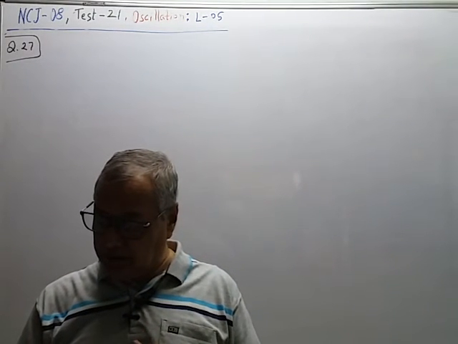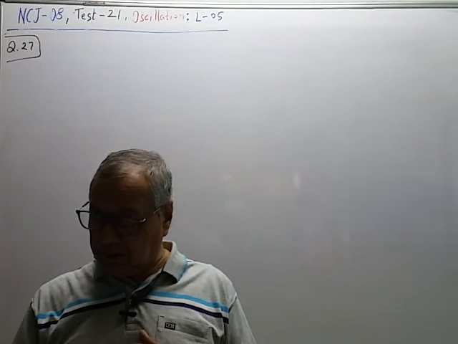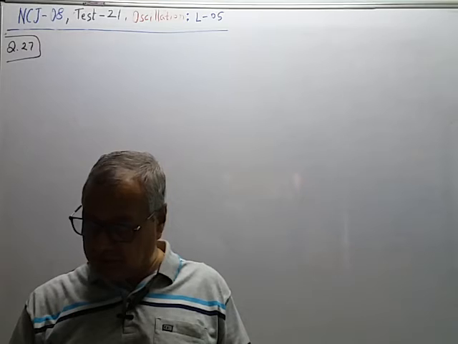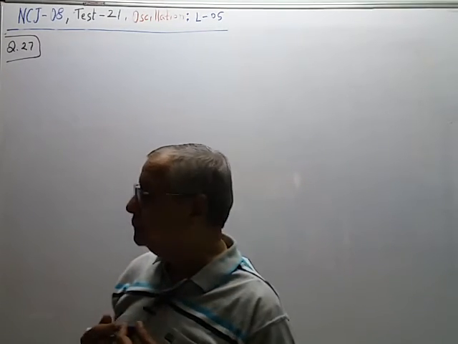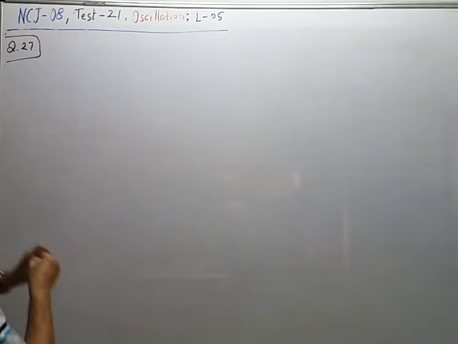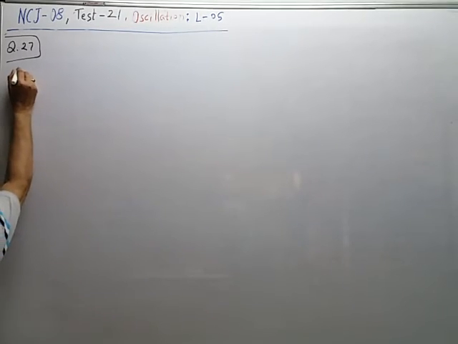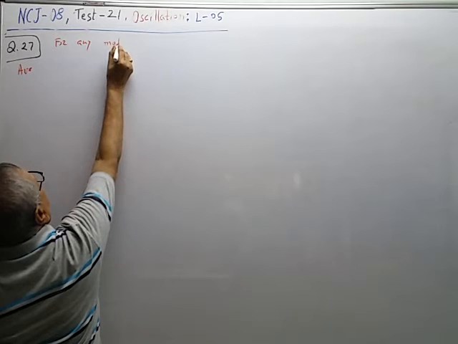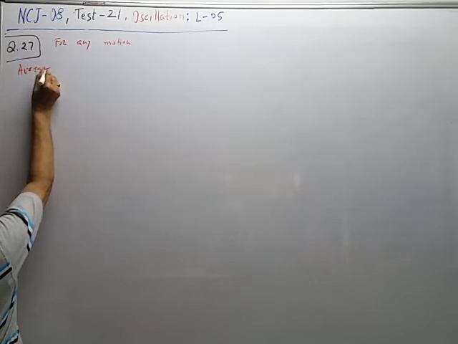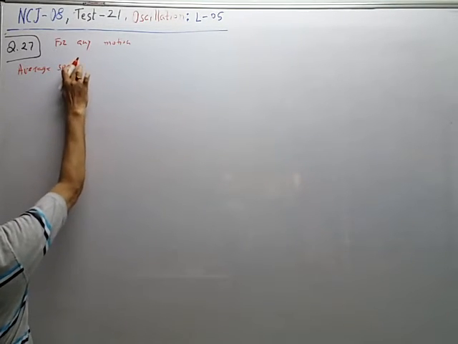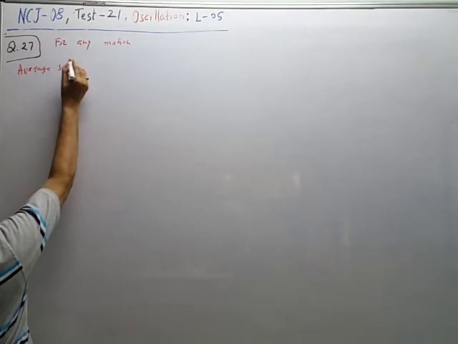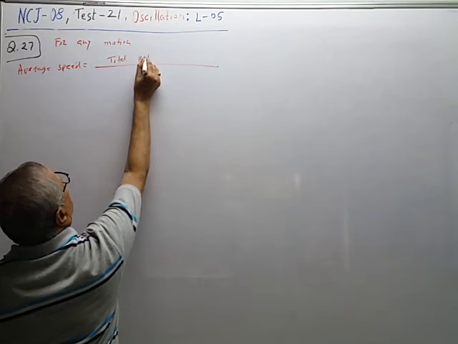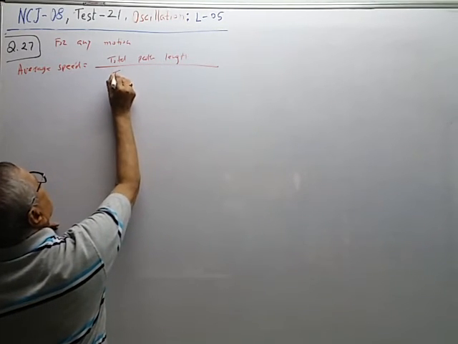Question 27. The maximum speed of the particle in SHM is Vmax. Then the average speed of the particle in SHM is equal to: pi into Vmax by 2, Vmax upon 2 pi, 2 times Vmax upon pi. So, this is the general definition. Average speed for any motion is equal to total distance covered, the total path length, upon total time taken.